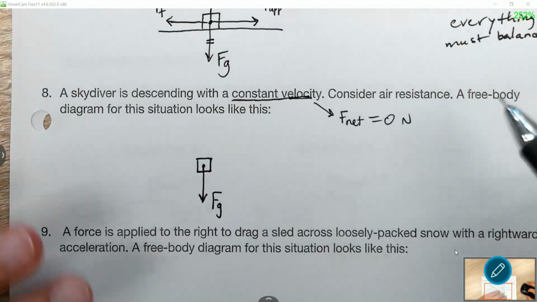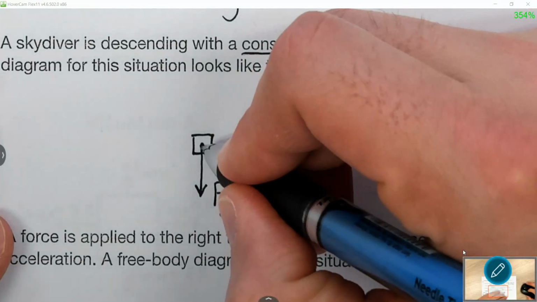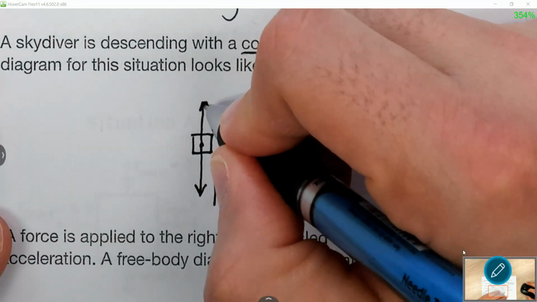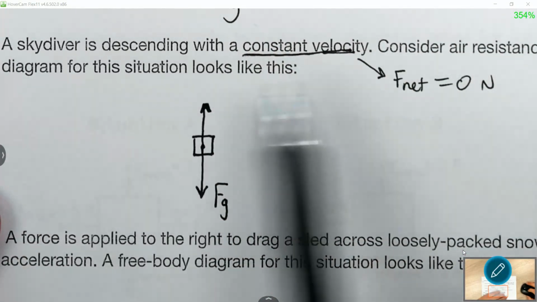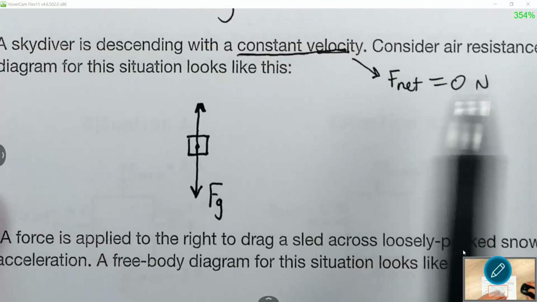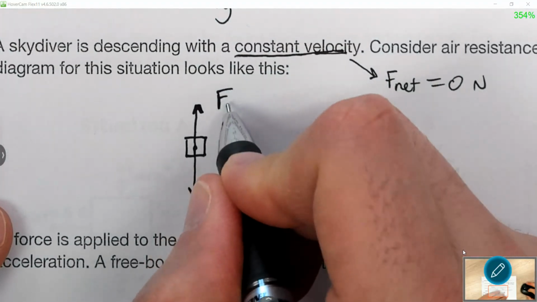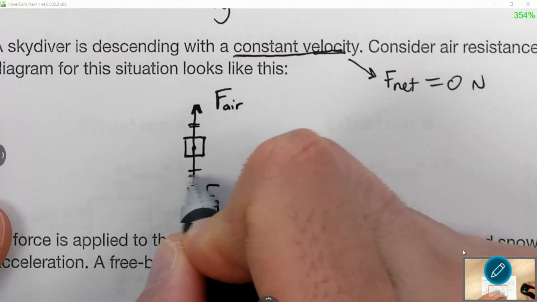So what does that mean? We have to have a vector going what direction to balance? Up. Same size? Yes, because we need the net force to be 0. Okay, so we just need to figure out what this is. Well, it tells us to consider air resistance. Because we're not on a surface, it's not going to be Fn. This one is going to be our air resistance. And we want to show that those two are equal.